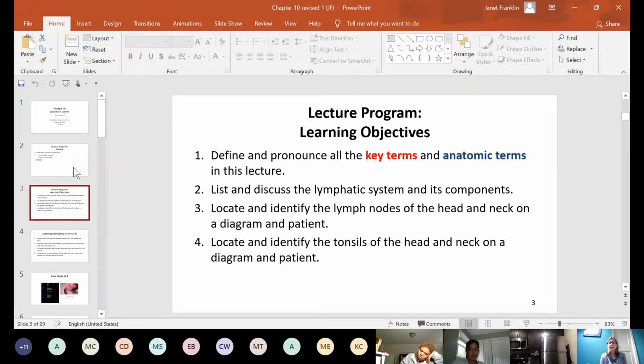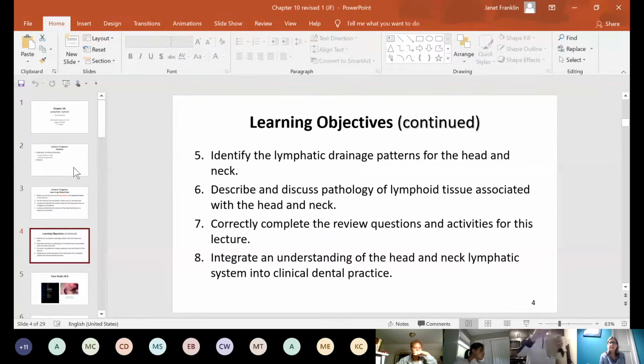You're going to be able to define and pronounce all the key terms and anatomic terms, list and discuss the lymphatic system and its components, locate and identify the lymph nodes of the head and neck on a diagram and a patient, locate and identify the tonsils of the head and neck on a diagram and patient, identify the lymphatic drainage patterns for the head and neck, describe and discuss pathology of lymphoid tissue associated with the head and neck, correctly complete the review questions and activities for this lecture, and integrate an understanding of the head and neck lymphatic system into clinical dental practice.